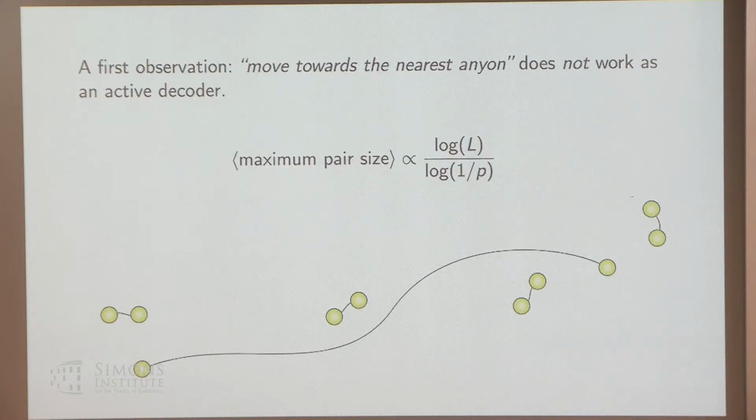So a first observation is that this move towards the nearest anion type of framework that we were using for offline decoding does not work when you're trying to do online decoding. And the reason for that, I'm going to just try to explain with this picture. As I already wrote on the board, the maximum size of an anion pair that is added to the system by the noise is going to scale with L like this. The important point is that this is going to be infinitely large. And if we just move towards our nearest anion, we run into the following problem.